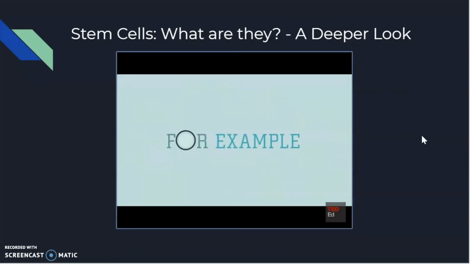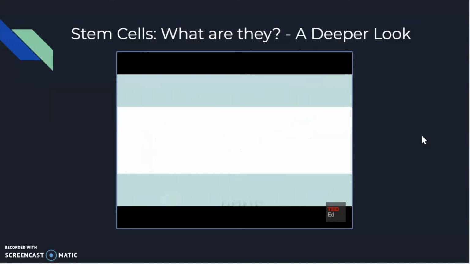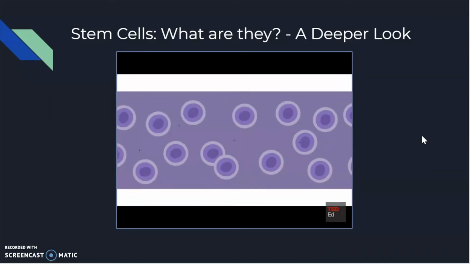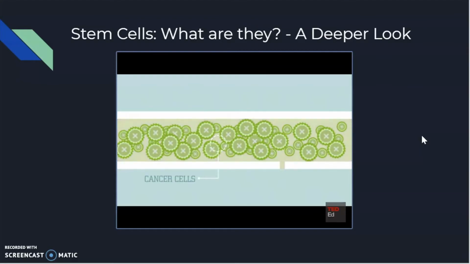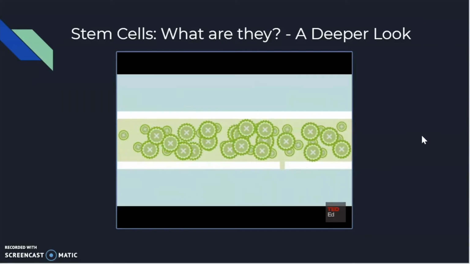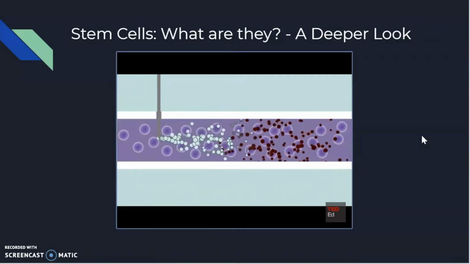For example, scientists currently use stem cells to treat patients with blood diseases such as leukemia. Leukemia is a form of cancer that affects your bone marrow. Bone marrow is the spongy tissue inside your bones where your blood cells are created. In leukemia, some of the cells inside your bone marrow grow uncontrollably, crowding out the healthy stem cells that form your blood cells. Some leukemia patients can receive a stem cell transplant. These new stem cells will create the blood cells needed by the patient's body.